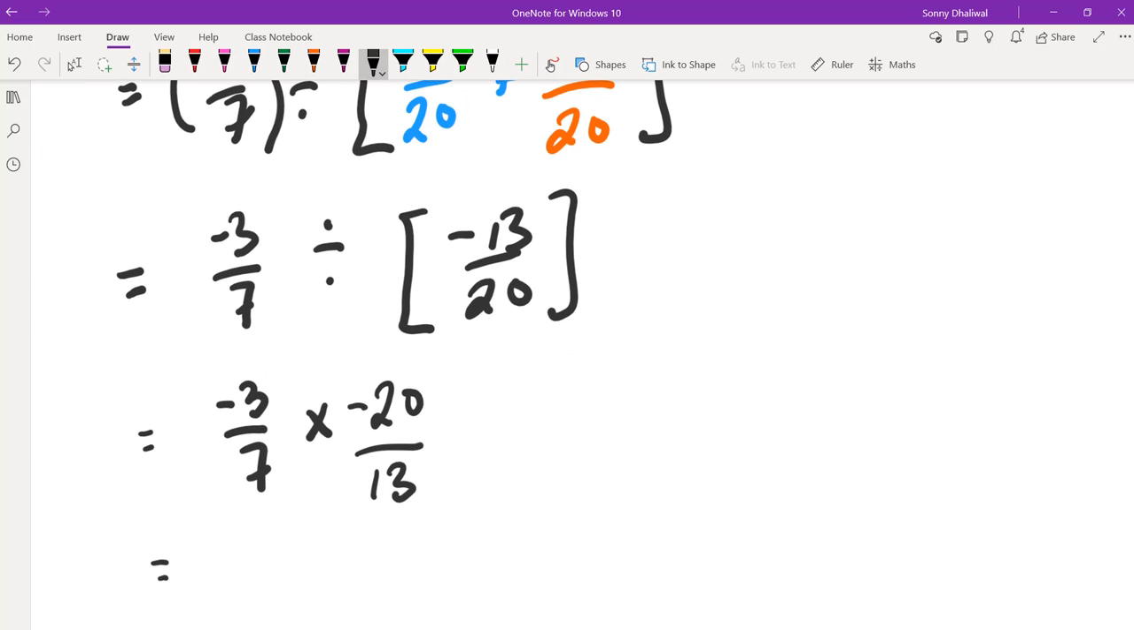Okay. And since we're multiplying it, we look at our top numbers versus bottom numbers and see if there's any simplifying that we can do. Is there any simplifying we can do before we multiply these things together?